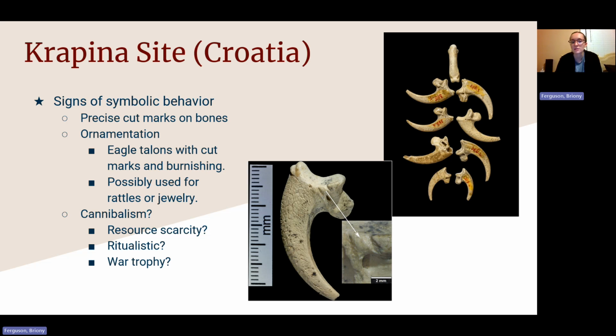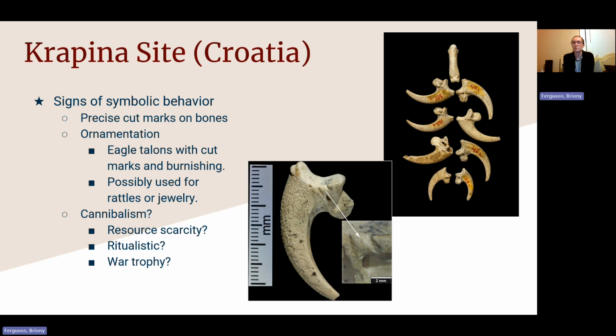And here you can see on these eagle talons that there are pretty precise cut marks. There's also some burnishing, which is basically like a polish on a lot of these edges where they kind of clank together. And all of that gives us evidence that maybe these were used as something like a rattle or more likely as jewelry. So the holes in this group photo of a bunch of talons kind of line up, so it's believed that it might have been a necklace or something like that.